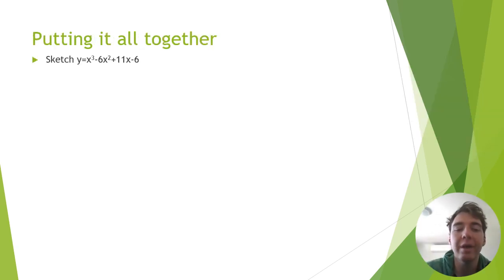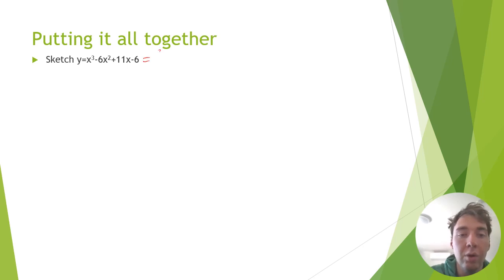Okay, so now we're going to see an example of all of this being put together into one. And we're going to do that by sketching this cubic that we've got here. And the first thing you might notice is that this is not in factorized form. So that's our first job. We've got to factorize it. If we're going to factorize it, this is when we use the factor theorem.